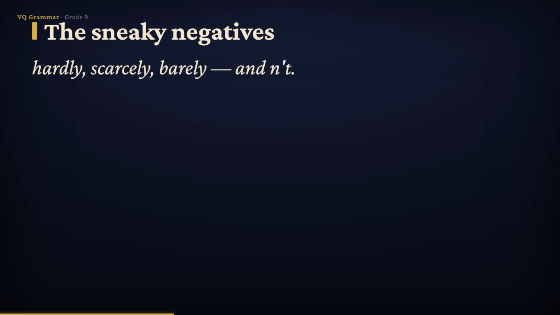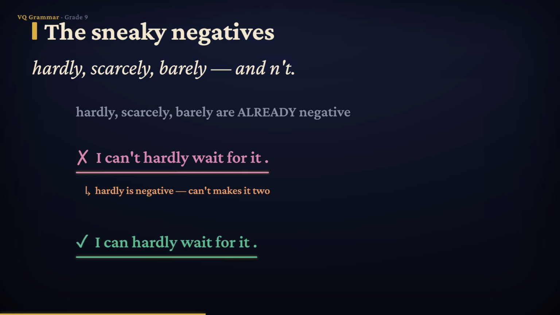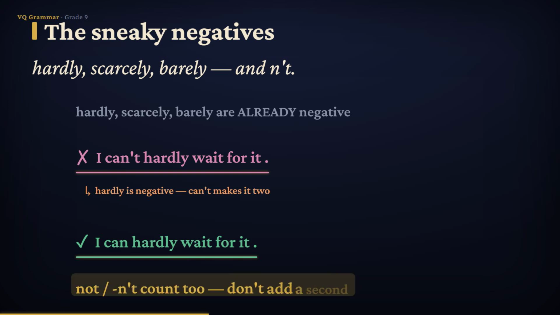Now here's the part that trips people up the most. A few words are secretly negative even though they don't look it. Hardly, scarcely, and barely. They already carry the negative all by themselves. So when someone says, I can't hardly wait, they've actually stacked two negatives, the n't in can't plus hardly. The fix is to drop the extra one. I can hardly wait. That's it. And remember, plain not and its short form n't are negatives too. So once you've used one of them, don't reach for a second negative word to keep it company.